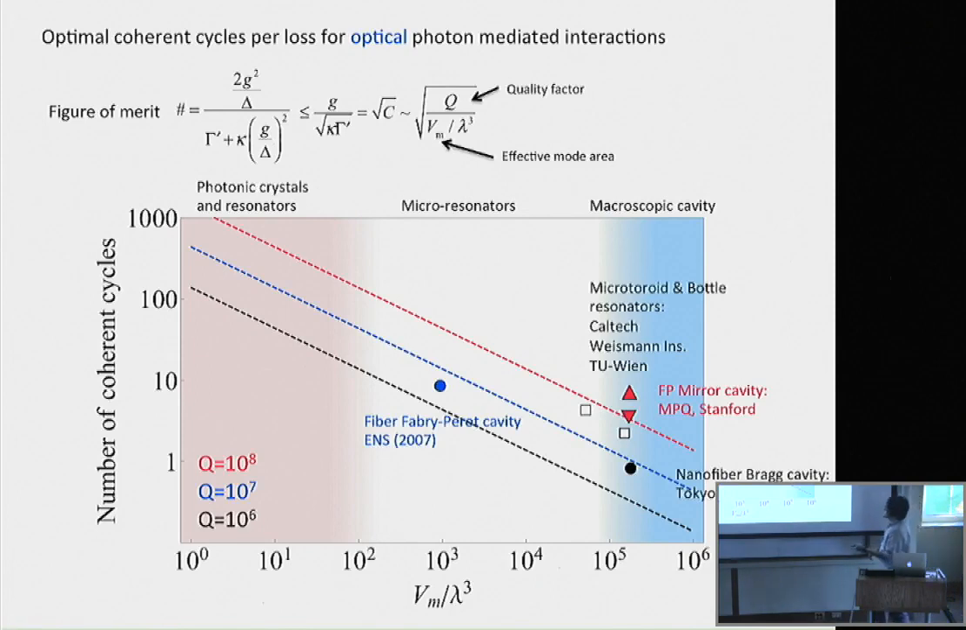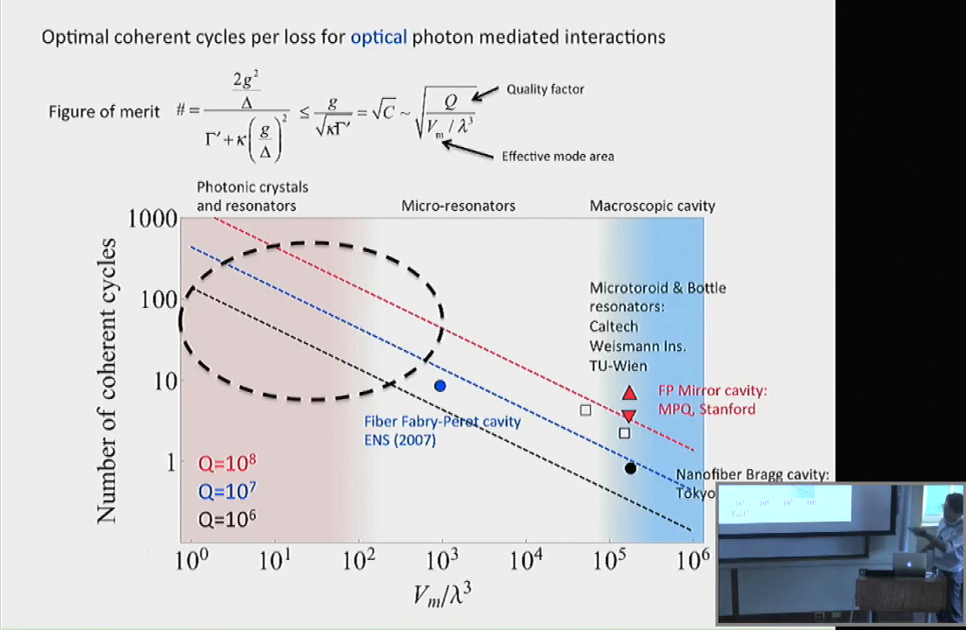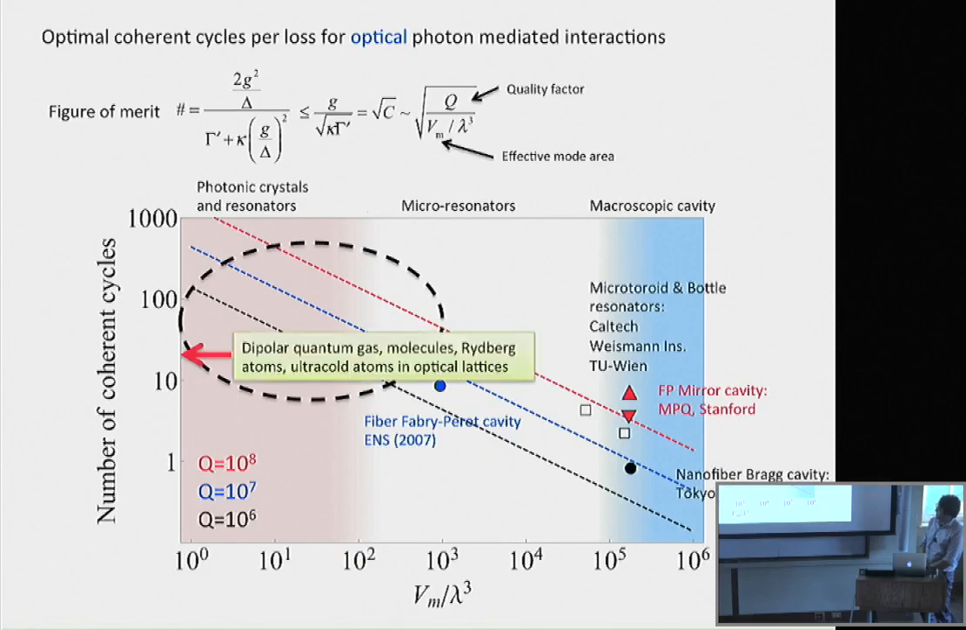So we see that there is still some room down here, with very small mode volume. Mostly this can be done using atoms coupled to photonic crystal resonators. But the challenge is that you really need to make the quality factor as high as these free-space mirrors or silica-based optical resonators.